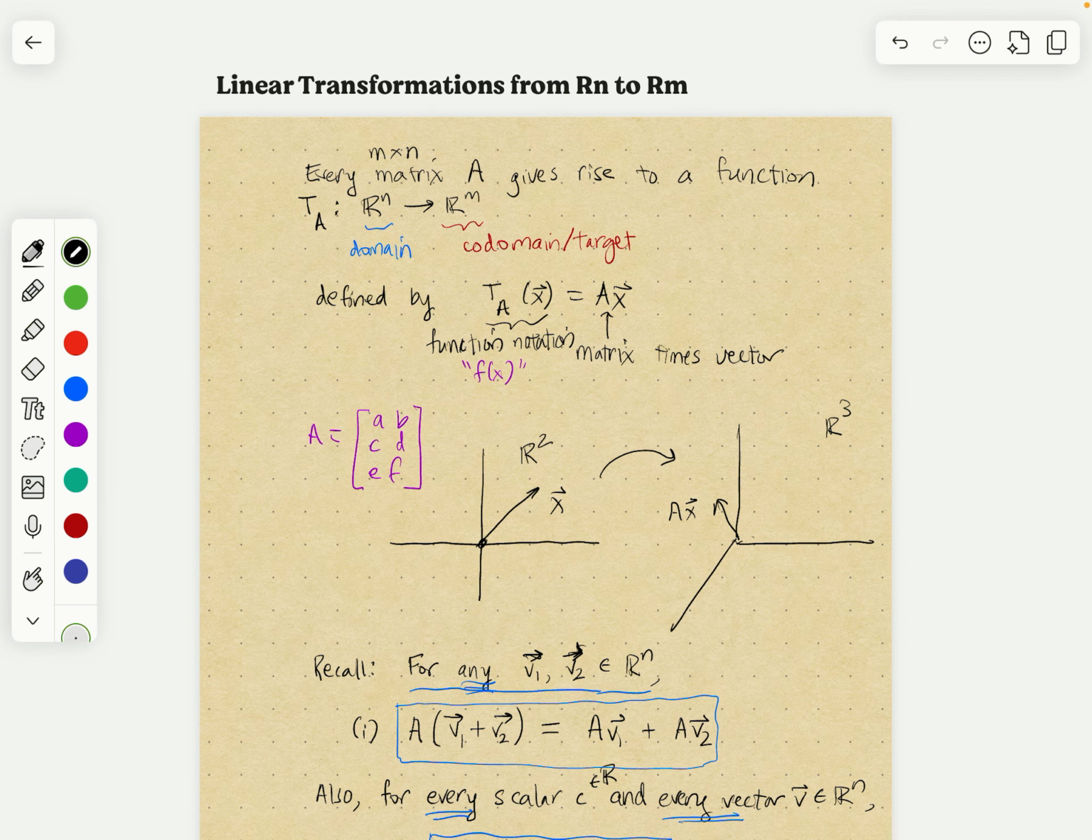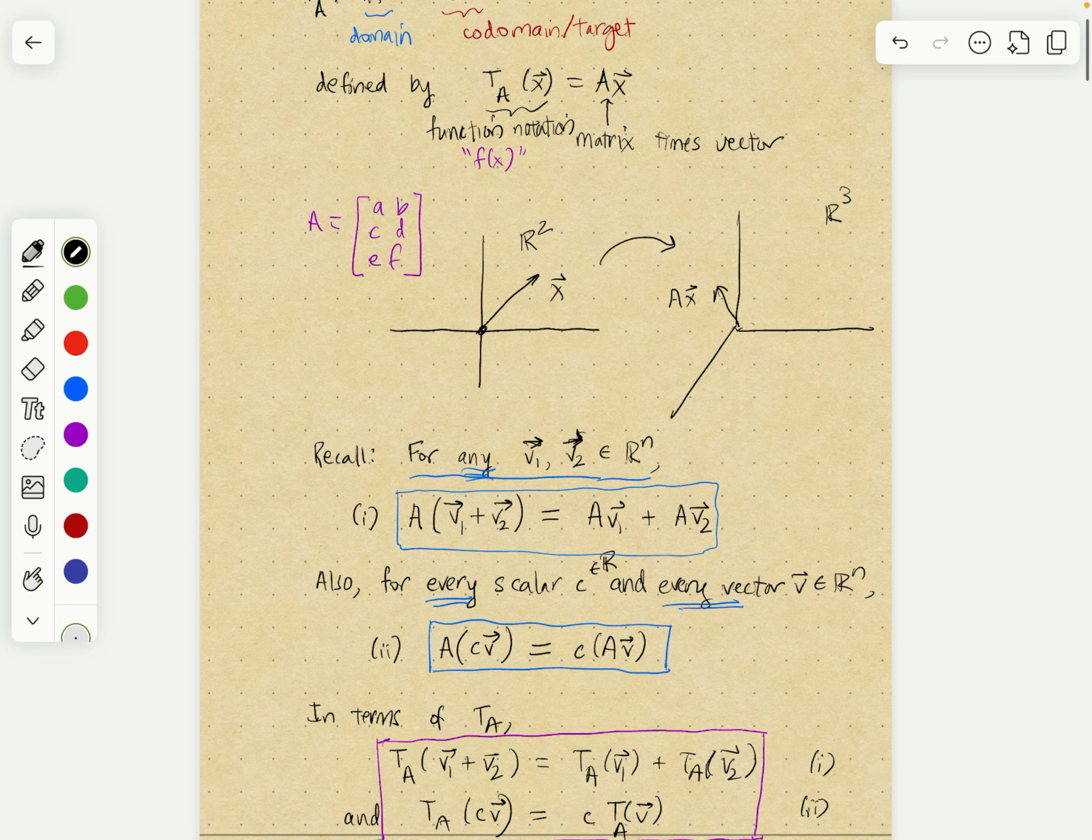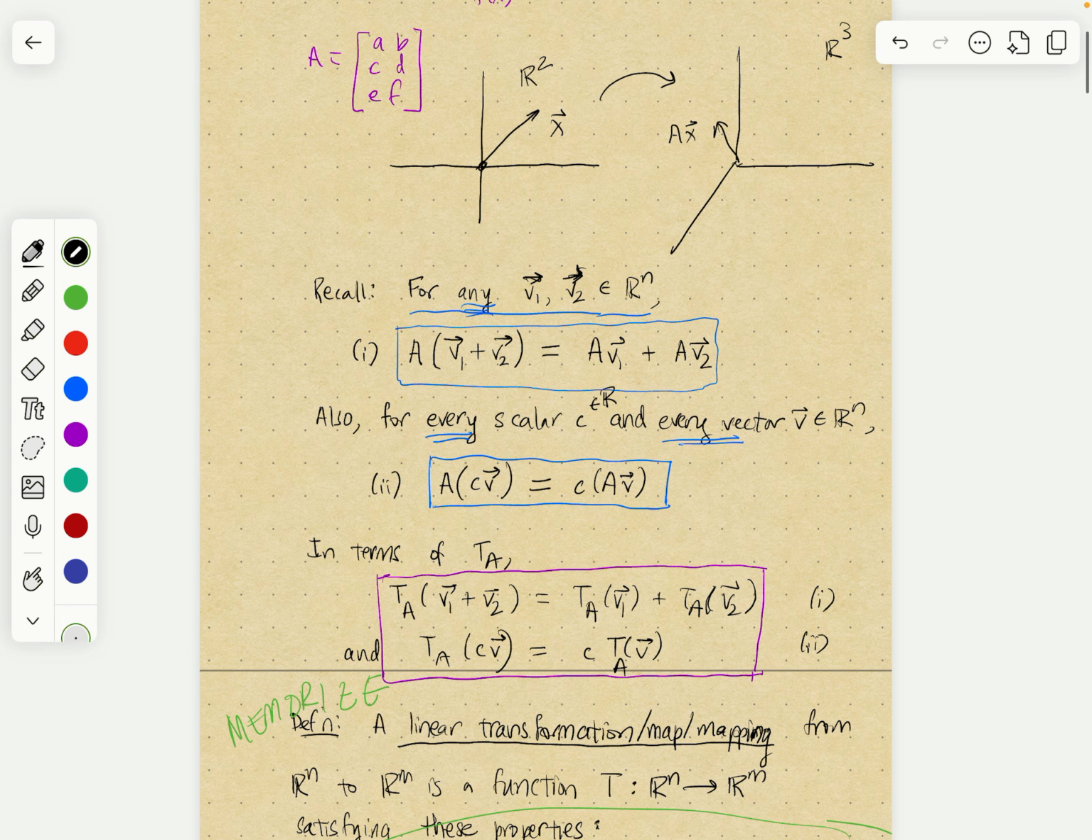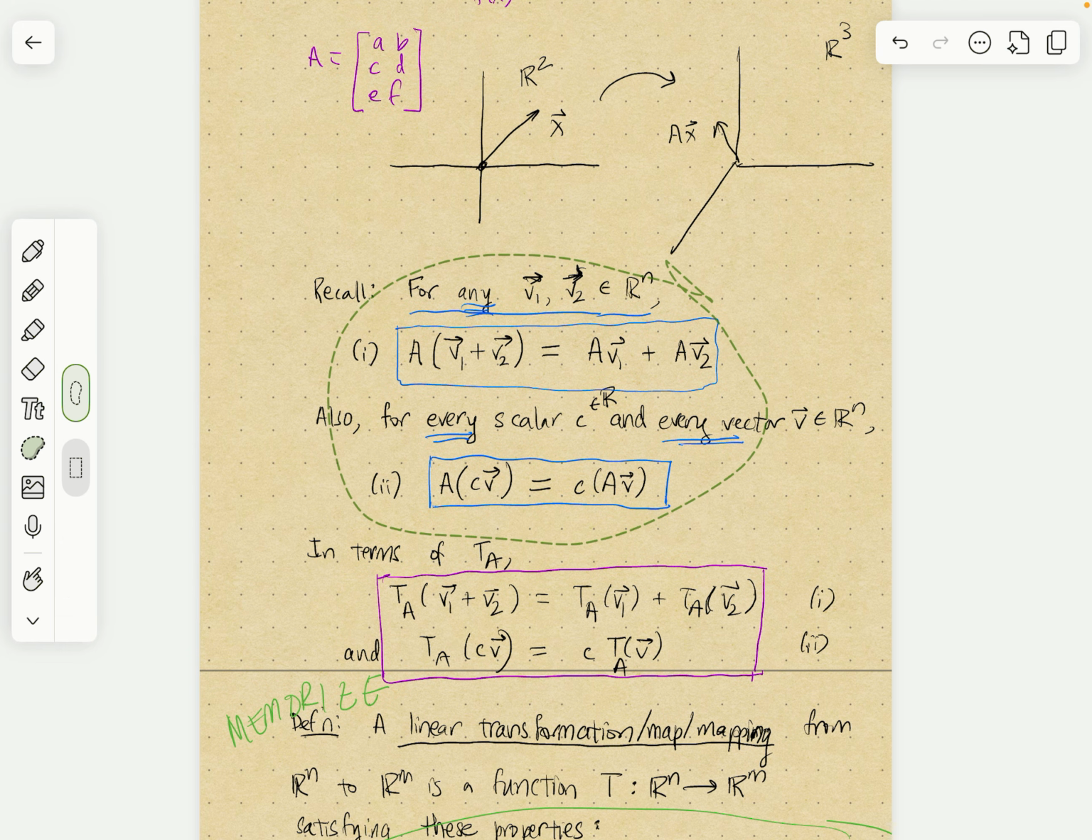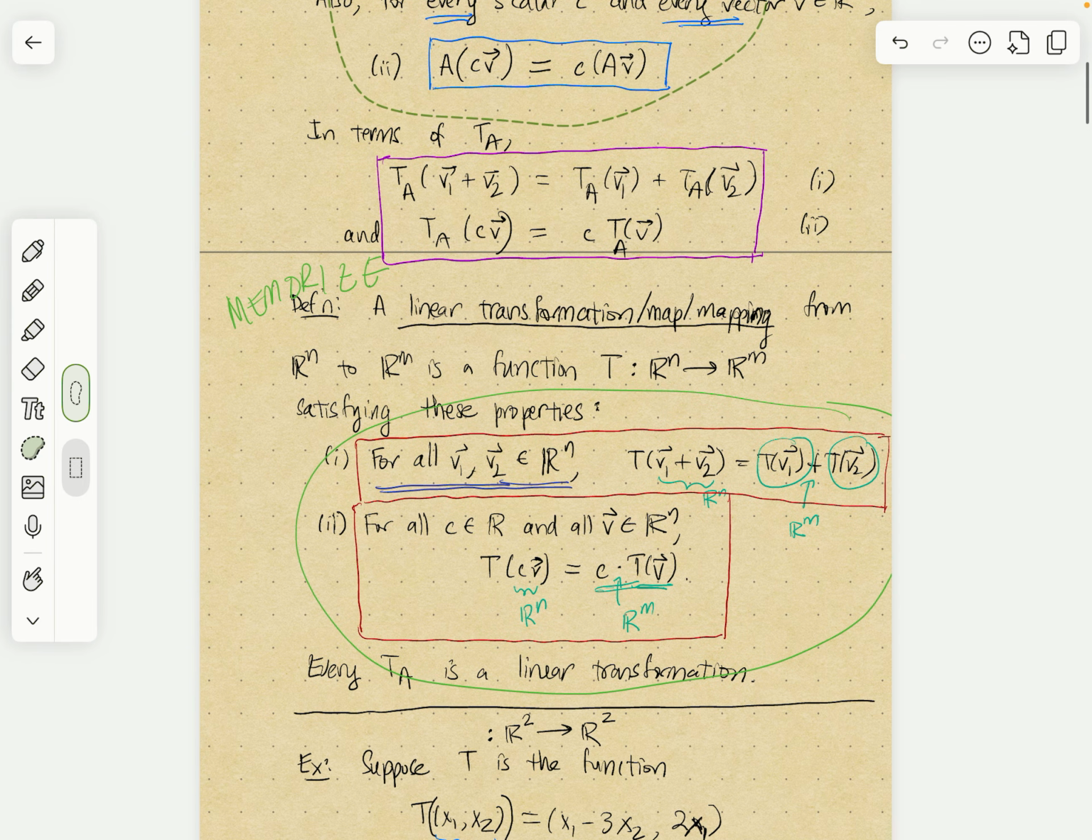That gives you a linear transformation because it satisfies these two properties, which combined are the linearity property. Based on that, we define a linear transformation to be any function T from Rn to Rm that satisfies this linearity property.